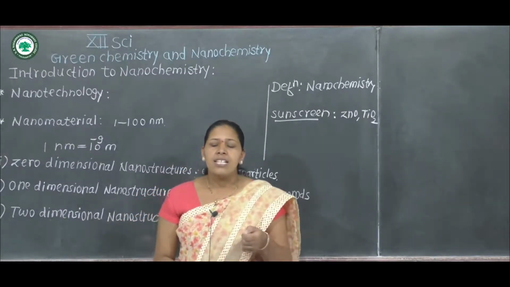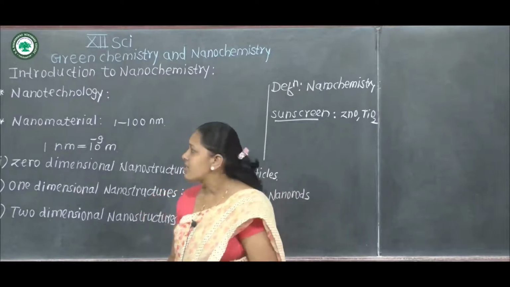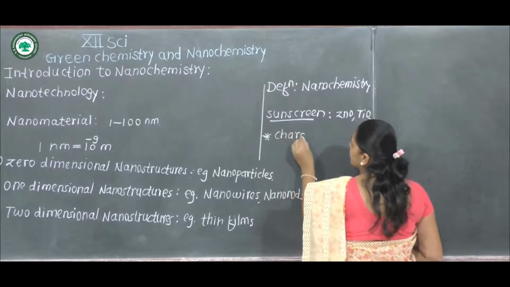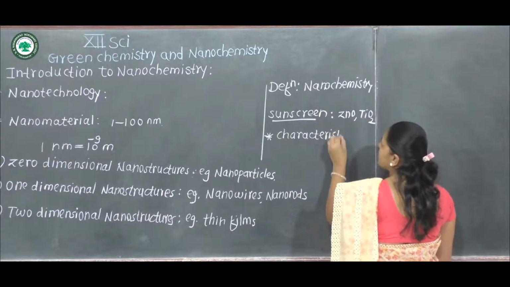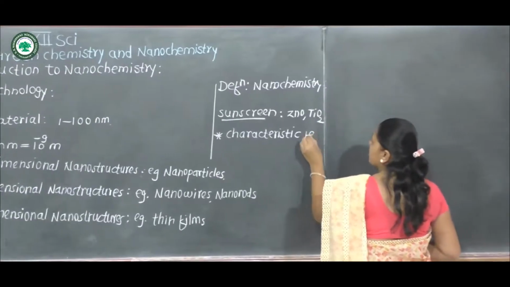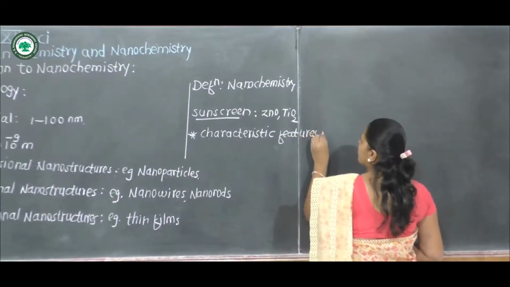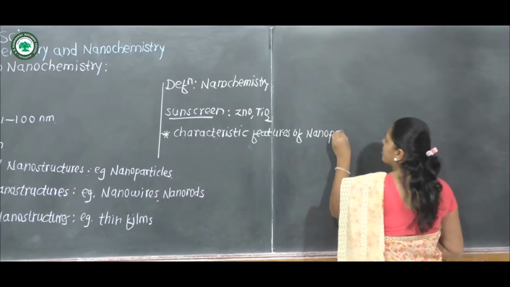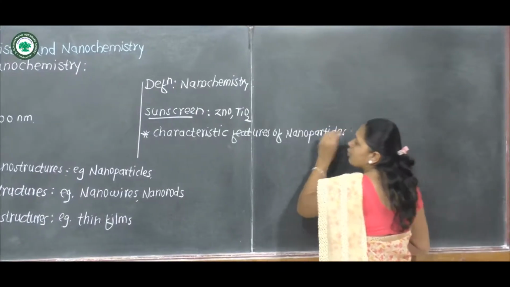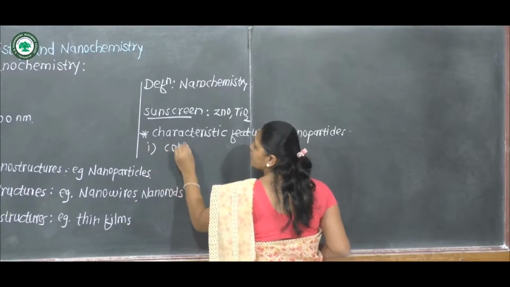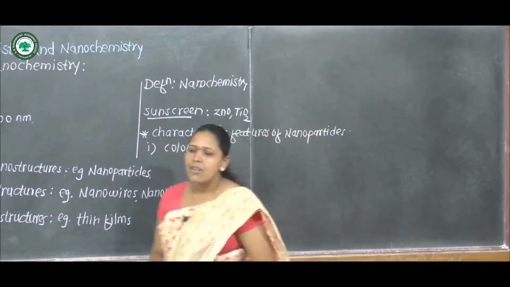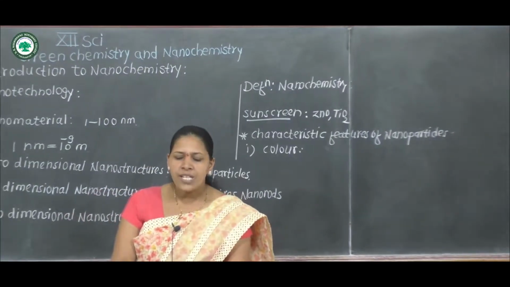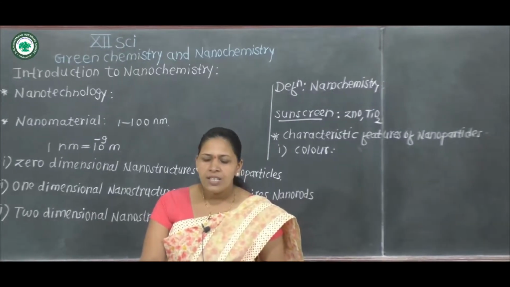Then the next point is characteristic features of nanoparticles. First characteristic feature is color. Color is an optical property of nanomaterial, an optical property that is different at nanoscale.